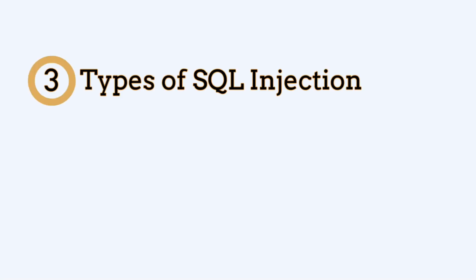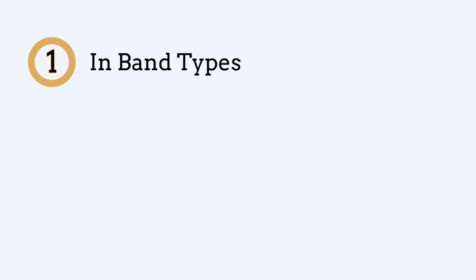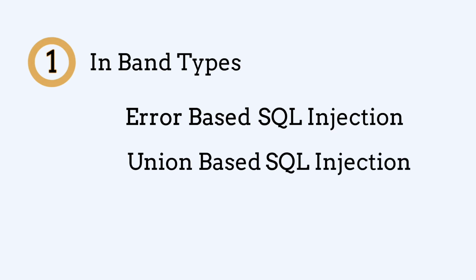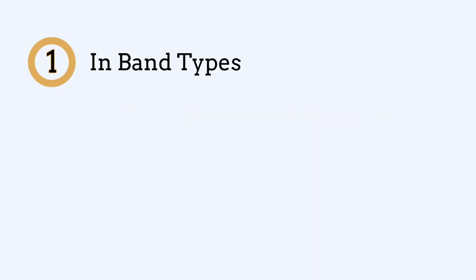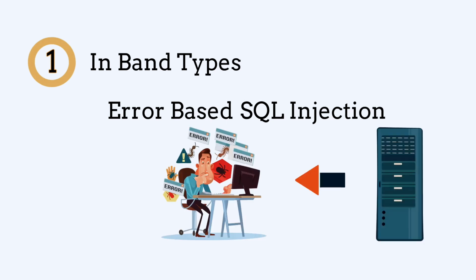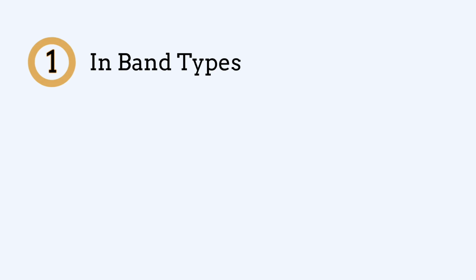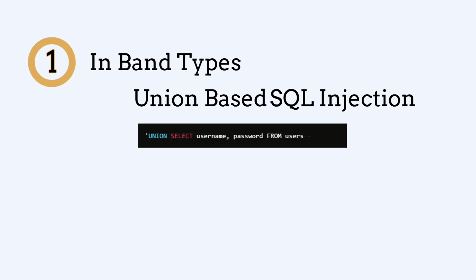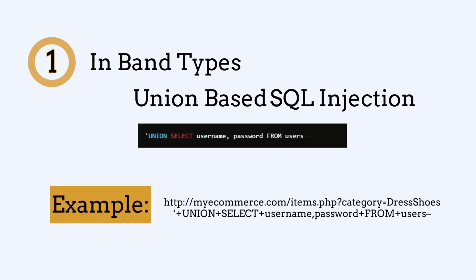There are essentially three types of SQL injection attacks commonly used. The first type is usually referred to as an in-band type, and that includes two techniques: error-based and union-based. Error-based SQL injection techniques rely on receiving an error message response from the actual database server. Union-based SQL injection techniques use the union SQL operator to combine results of two or more statements into a single result.